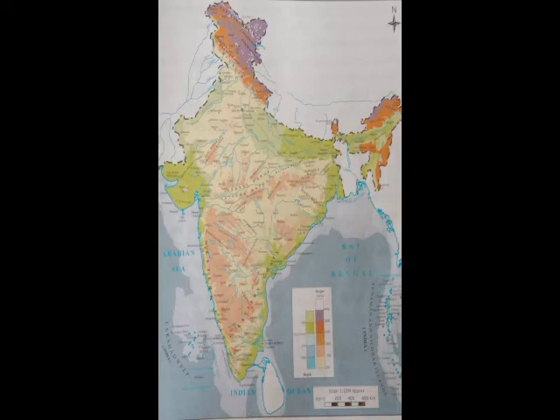The next physical feature of India we have is the Thar Desert. The Thar Desert, also known as the Great Indian Desert, lies toward the western margin of the Aravalli Hills. The Thar Desert is the 7th largest desert in the world. The desert continues into Pakistan as the Cholistan Desert.